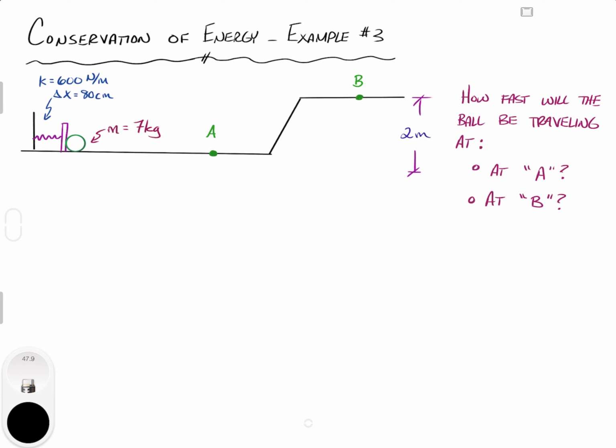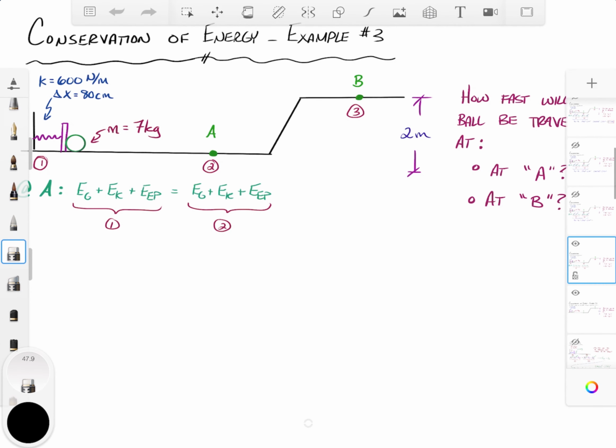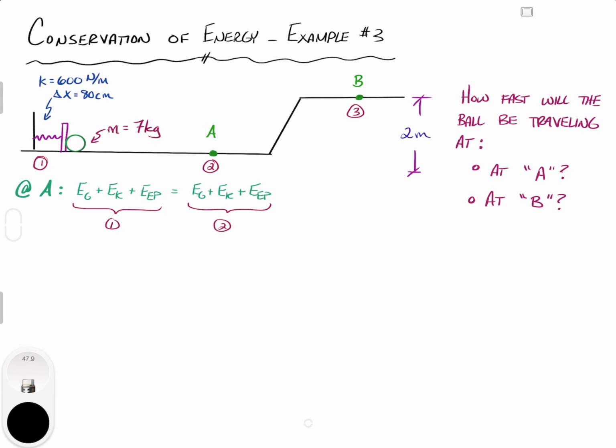All right, so if we want to take a look at this, we're going to approach this in much the same way we've been approaching it the entire time. We just have to identify different points based on what we're looking for. So to find the velocity at A, I think it makes sense to use point 1, which is prior to being fired, and point 2, which is when the ball reaches location A. So we have my conservation of energy equation.